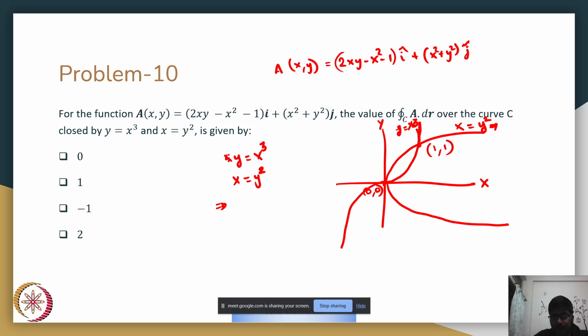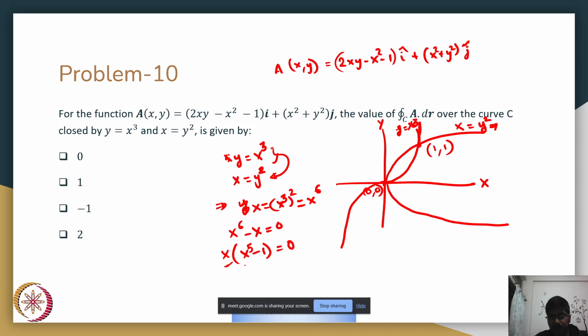Therefore, if I just substitute y equal to x cube here, it would be x is equal to x cube whole square. It's nothing but x to the power 6, so x^6 minus x equal to 0, x times (x^5 minus 1) equal to 0. This has two real solutions, x equal to 0 and x equal to 1, which would give us the two intersecting points.